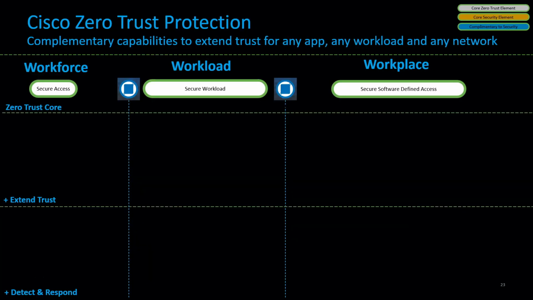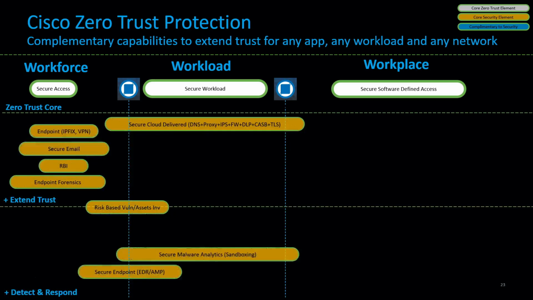Now, we've got the 3 W's, right? 3 core tenets of zero trust. But let's look at the complementary capabilities to extend that trust for any app, any workload, and any network. And so when we look at it, we'll start going left to right, and then we'll show overlapping capabilities.